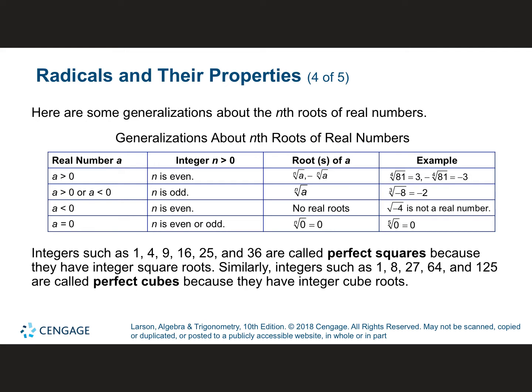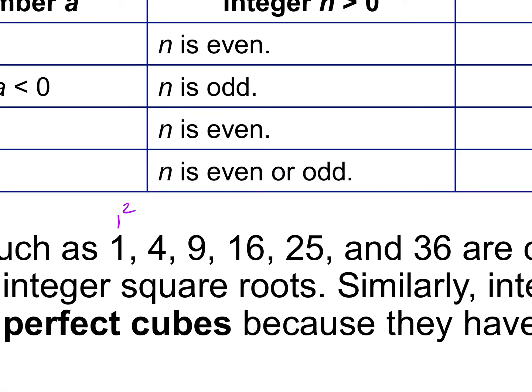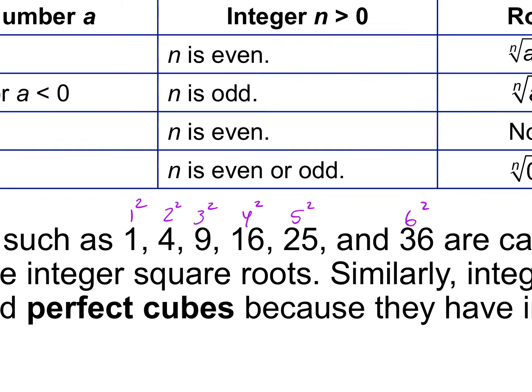If you are talking about perfect squares, I'm going to refer to perfect squares a lot. These are our first few perfect squares. 1 squared is 1. 2 squared is 4. 3 squared is 9. 4 squared 16. 5 squared 25. 6 squared 36. You guys should know at least up through 15, just off the top of your head. If you don't, it's okay, but you should know those.